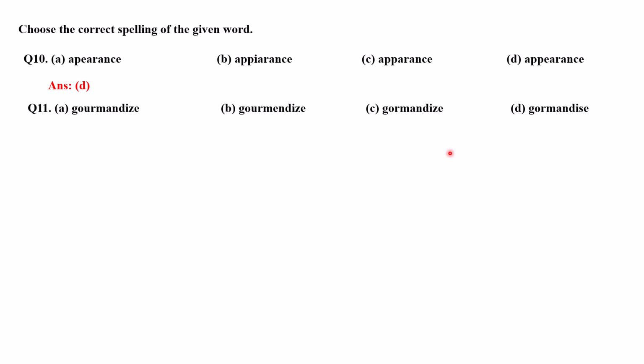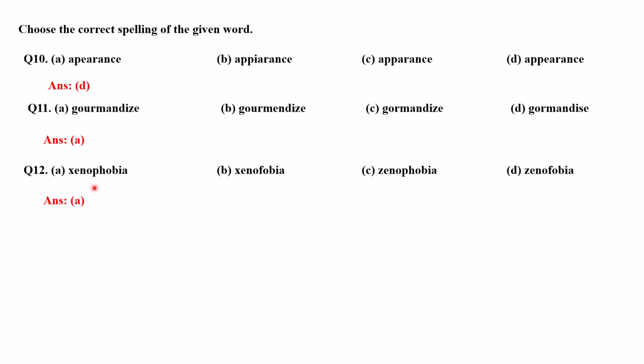Now here is the next set of words. Here also you have to find out which one is the correct one. So the word is gormandize. Okay, so the correct spelling is option A. Now the meaning of gormandize is to enjoy good food and drink more often. Now the next set of words is xenophobia. Now if you see, the correct spelling of xenophobia is option A. Now the meaning of xenophobia is dislike of people of other countries.